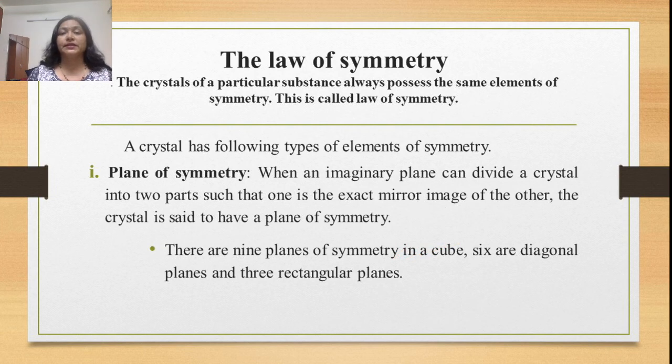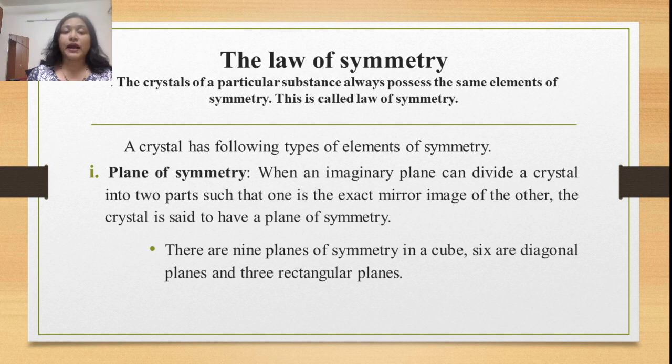The next is the law of symmetry. This law states that the crystal of a particular substance always possesses the same elements of symmetry. Now there can be many types of elements of symmetry. The first type is plane of symmetry. It is the imaginary plane which can divide the crystal into two equal parts such that one part is the exact mirror image of the other. Then the crystal is said to have a plane of symmetry.